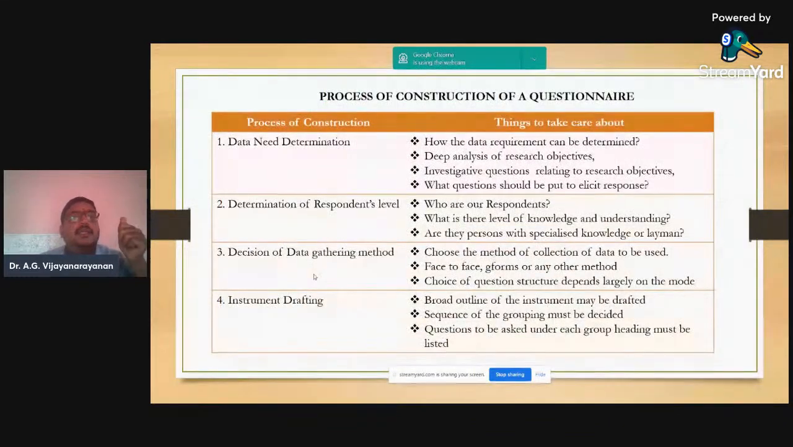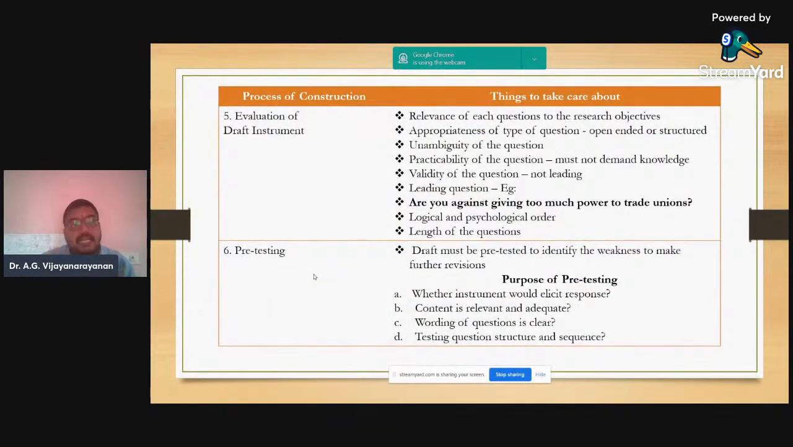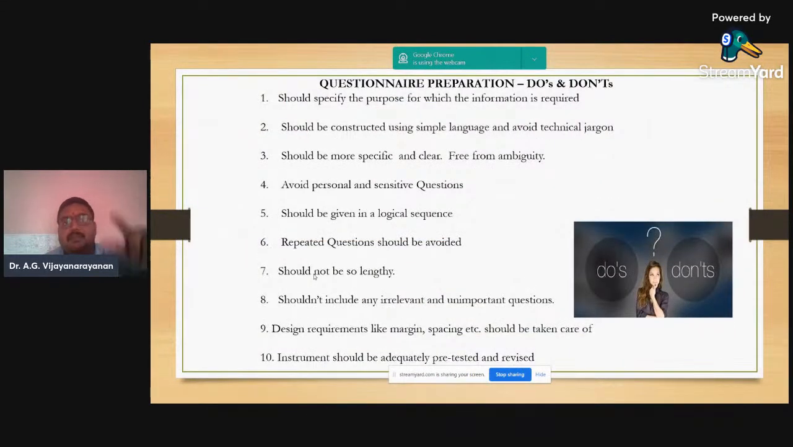I'll just repeat. What is the determination for our data need? The need for the data, and look for the respondents level. Decide the data gathering technique, instrument drafting, evaluation of the draft instrument, and pre-testing. These many stages have to be passed when preparing a questionnaire. A simple do's and don'ts. Should specify the purpose for which the information is required.